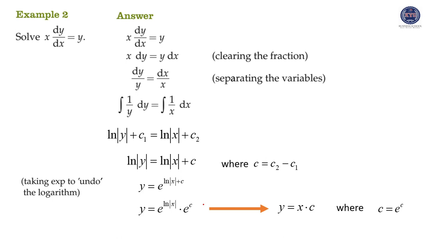But a bit different over here. You can see from here, if you have x dy over dx equal to y, definitely you will separate it like this. Again put y on one side, x on the other side, and if you notice, you will get 1/y dy equal to 1/x dx.